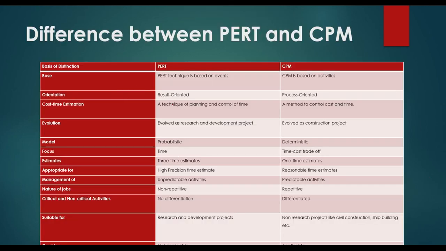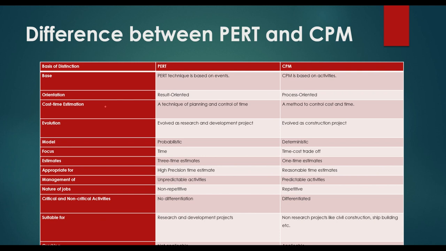Then next difference is orientation. PERT is result oriented process, and CPM is process oriented. So in PERT, the orientation of the method is to find how much time the whole process is going to take. But in CPM, we focus more upon the process, like which path is the most critical path. So PERT focuses more upon result, that how much time it is going to take. It does not focus upon each and every activity. But CPM focuses upon process, right? Like which process is the best one.